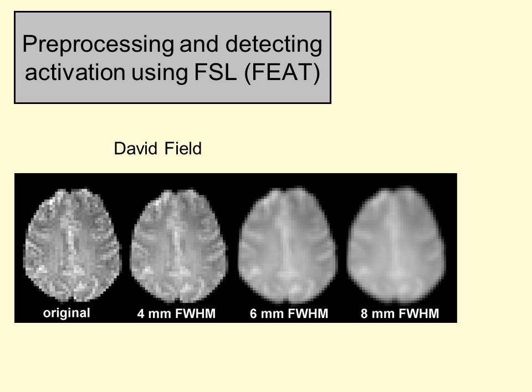The image I have on this slide is an image to indicate the effects of one of the most common kinds of pre-processing that's applied to functional images, which is spatial smoothing. More about that later.